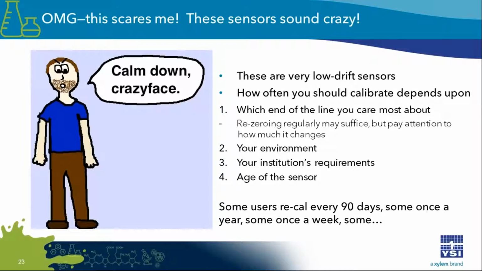Now, this might be freaking you out a little bit because I know a lot of folks look forward to using that sensor immediately when they get it. And they also think, oh my God, how fast is this drift happening?